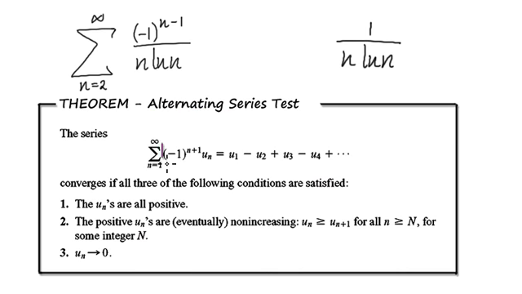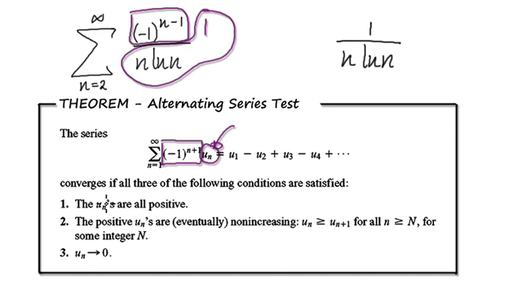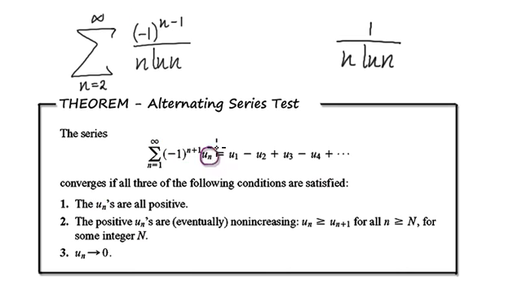With the alternating series test, they're asking you to isolate this and extract the u_n. So this here is our u_n. Just extract this and ignore this alternating part. Just look at the u_n.